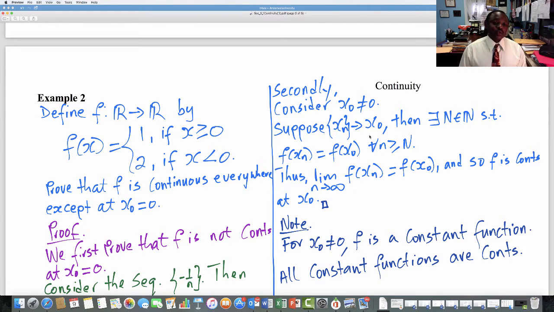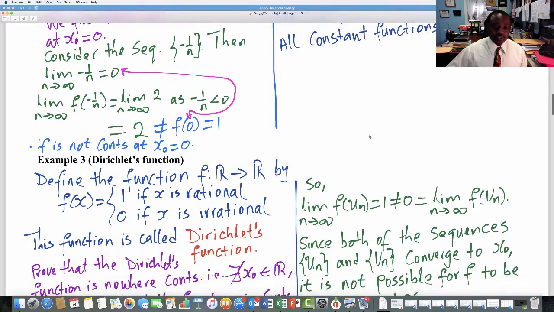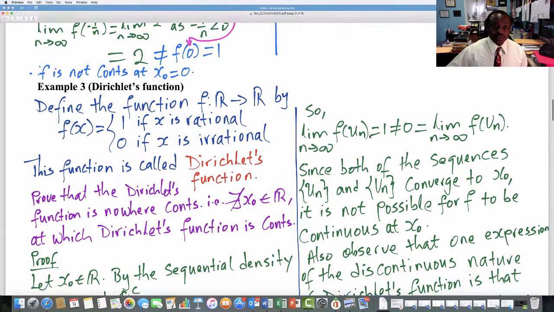We will proceed to example 3 to show that there is actually a function that is nowhere continuous. And it is an exciting example. It is called the Dirichlet's function. So define the function f from R to R by f of x equals 1 if x is a rational number, 0 if x is an irrational number.